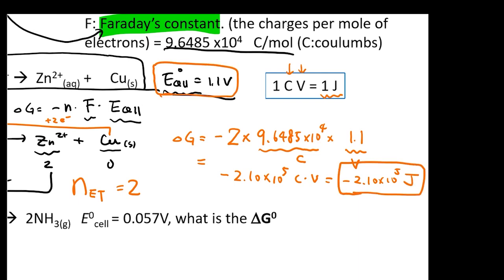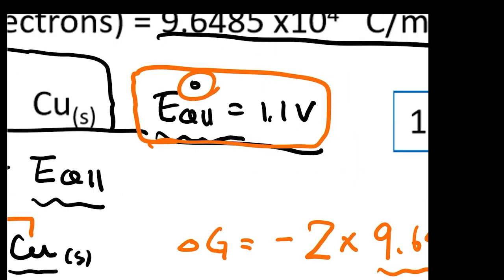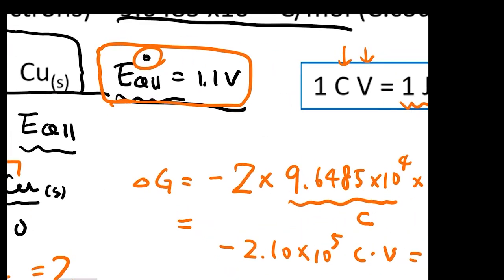Another thing I want to mention here is that you can see I put not just E cell. You see this little circle on the top right corner? That means the thing was measured under standard conditions. So here, since we use E naught cell, the delta G here is also going to be the delta G naught. As long as you perform the calculation under standard conditions, the delta G you calculate becomes delta G at standard condition, delta G naught.